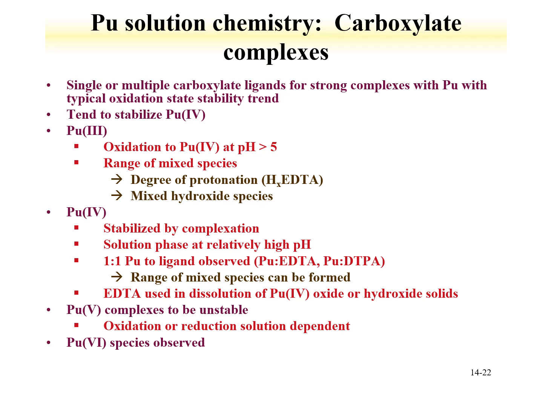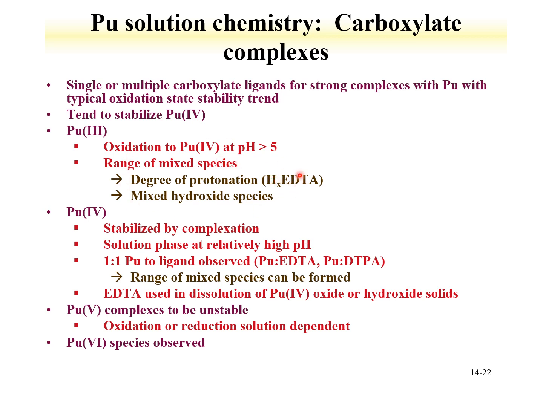Carboxylate containing organic acids are also important plutonium species. You can get single or multiple carboxylate ligands. They can form strong complexes with plutonium, and they have the typical oxidation state trend. For plutonium, they tend to stabilize the tetravalent states. So for plutonium-3, if you form carboxylate complexes, you will get oxidation of plutonium from the 3 to the 4.